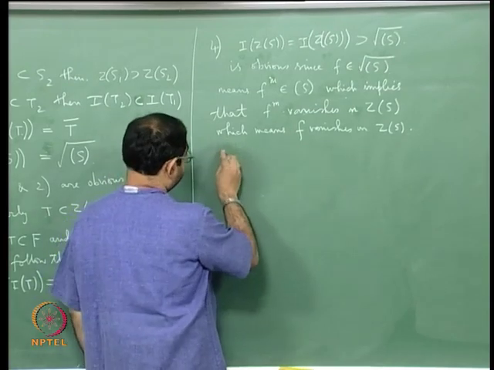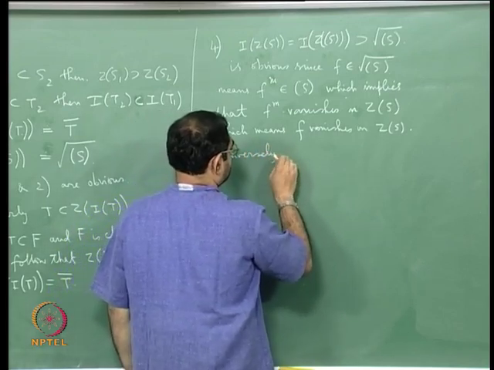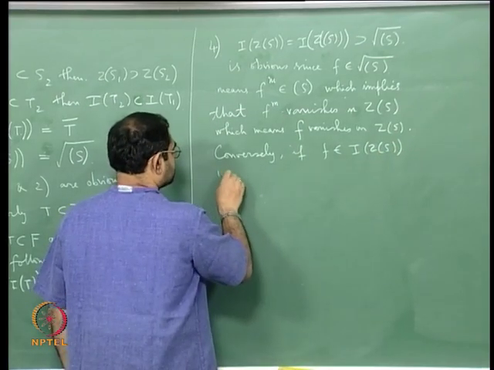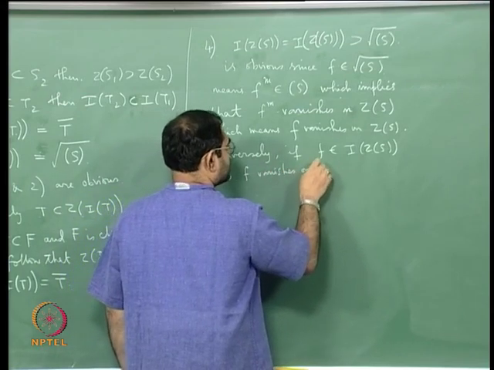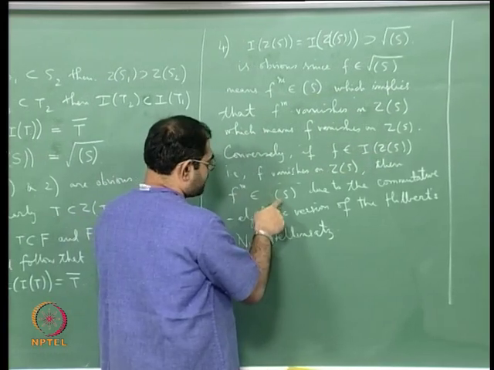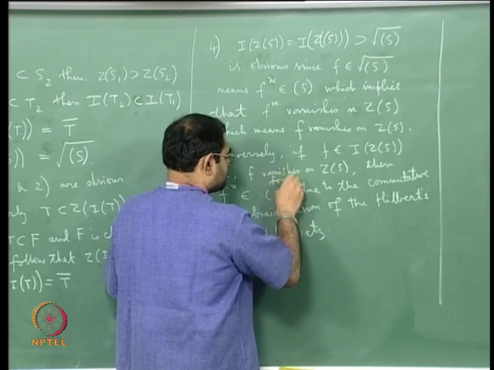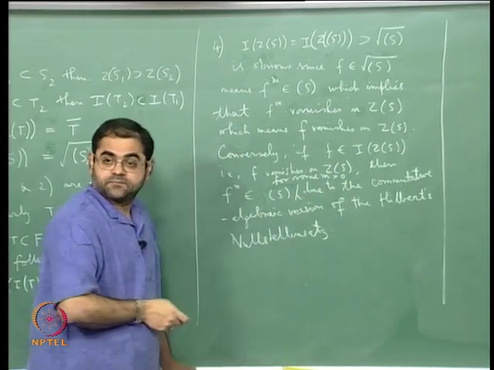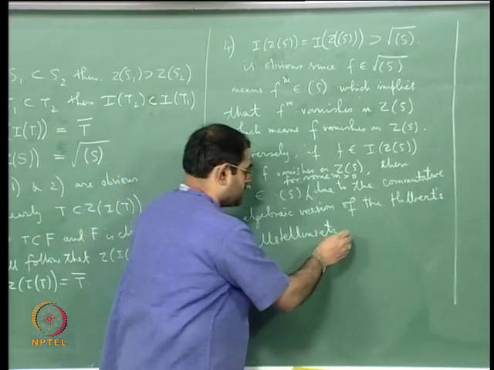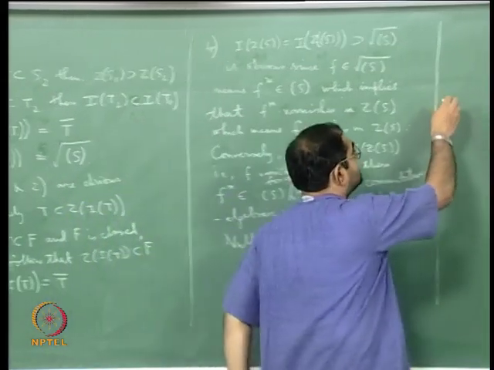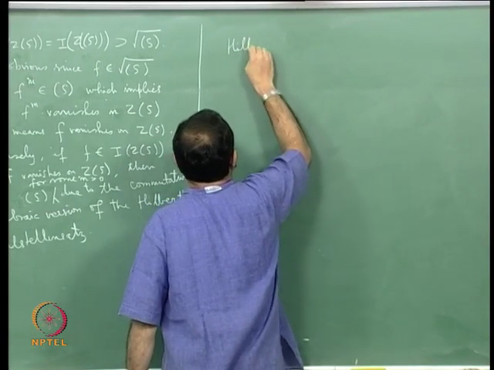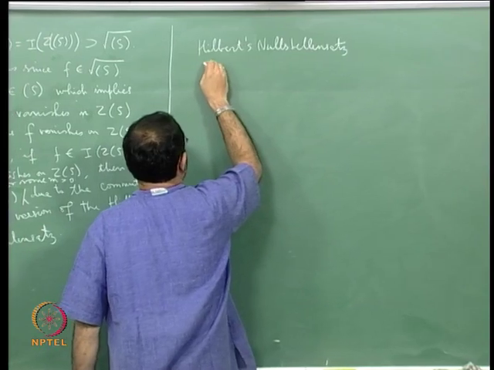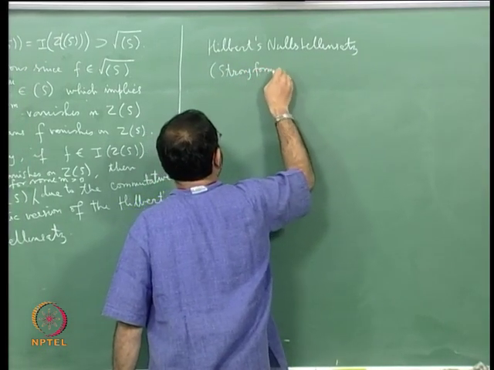What is not obvious is the following. Conversely, if f is in I of Z of S, that is f vanishes on Z of S, then f power m belongs to S for some m greater than 0, due to the commutative algebraic version of the Hilbert Nullstellensatz. Okay. So what is the commutative algebraic version? Let me expand on that. So here is Hilbert's Nullstellensatz. This is what is called the strong form, commutative algebraic.